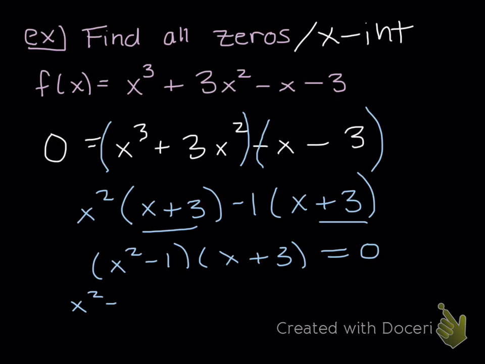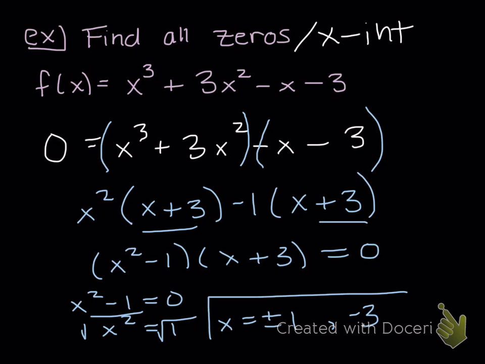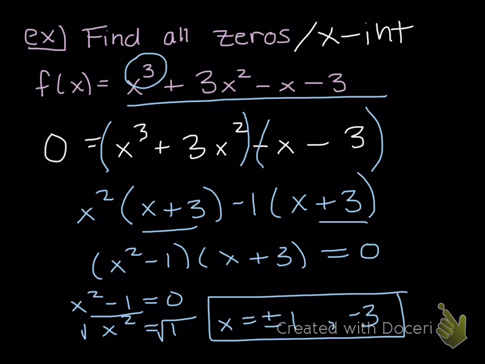So when I set x squared minus 1 equal to 0, I'd add 1 over. And then I'd take the square root, and I get x equals plus or minus 1. And from the other quantity, I would get -3. So there are my 3 answers. And again, we know we get 3 answers because it's to the 3rd power. So this is, again, an example of factoring by grouping, and you do that when you have 4 terms.